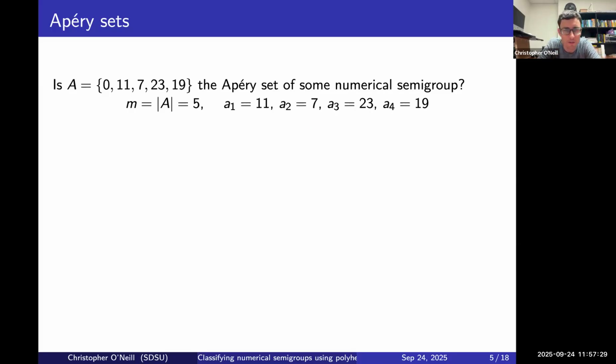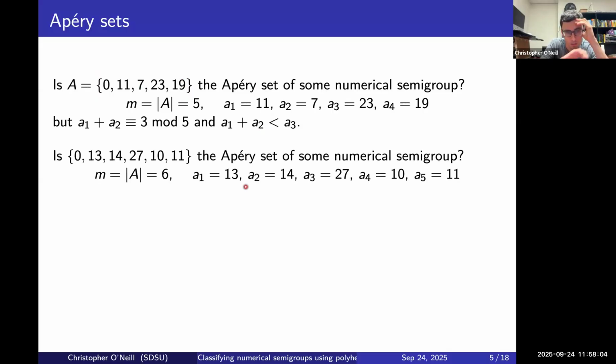However, it turns out this is not the Apéry set of a numerical semigroup, and the problem here is the 23. In particular, each of these integers would have to be an element of the numerical semigroup in question. So 11 and 7 would both have to be in there. That means that their sum, which is 18, would have to be in there. But 18 is strictly smaller than 23, right? And in order for this to be the Apéry set, 23 is supposed to be the smallest element that's 3 mod 5, but 18 is strictly smaller than that. So that makes this not the Apéry set of a numerical semigroup, right?